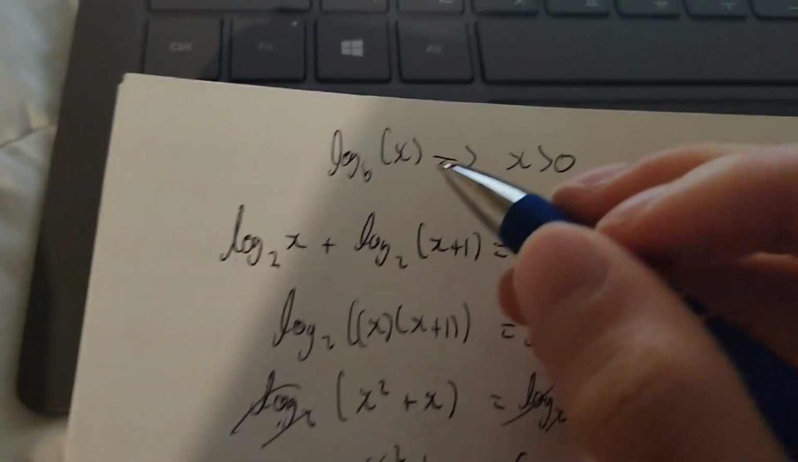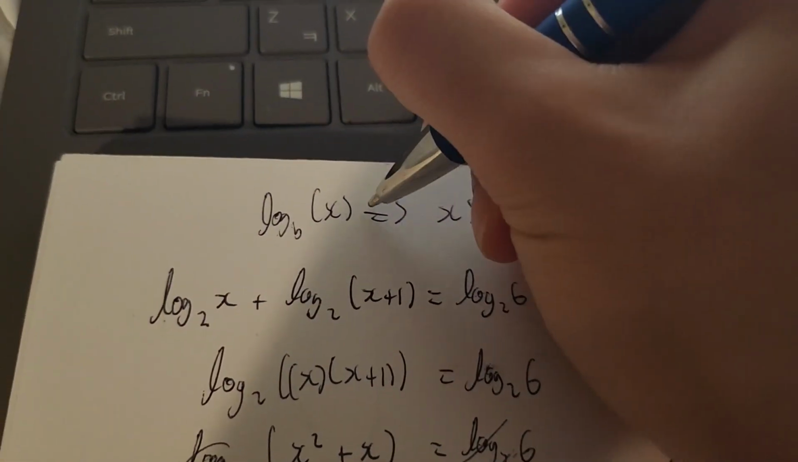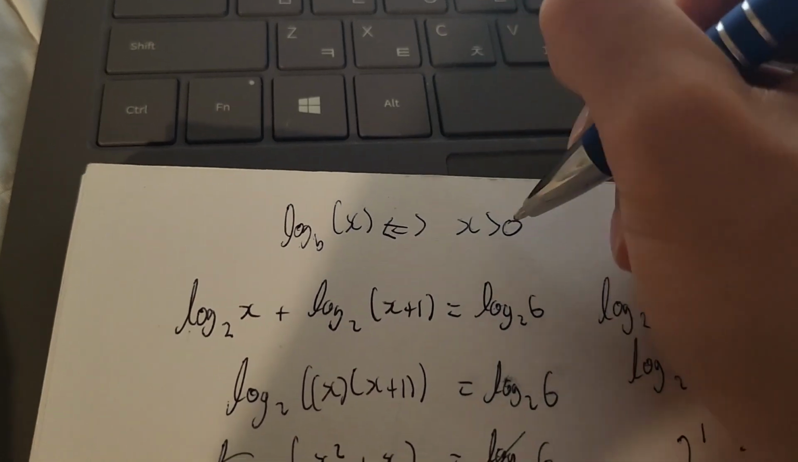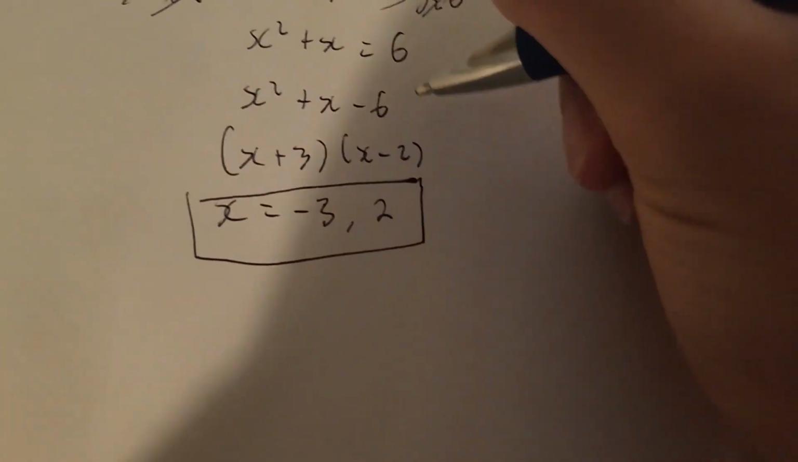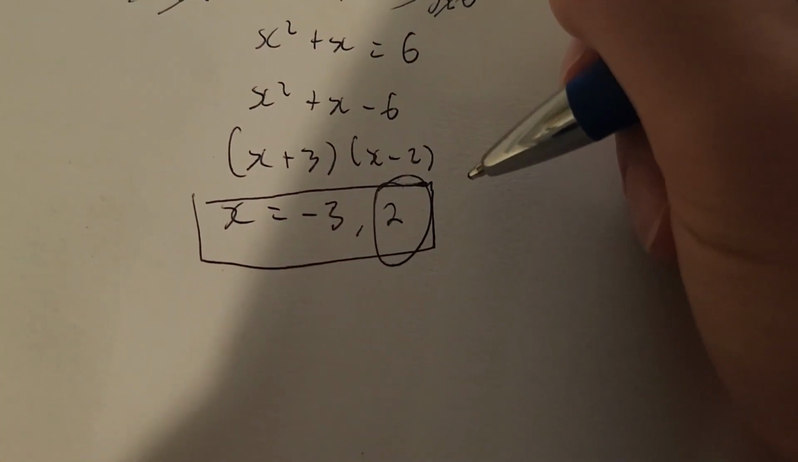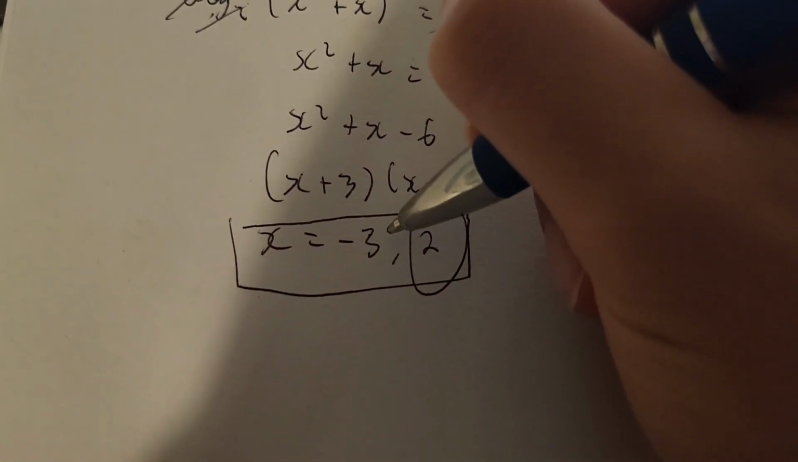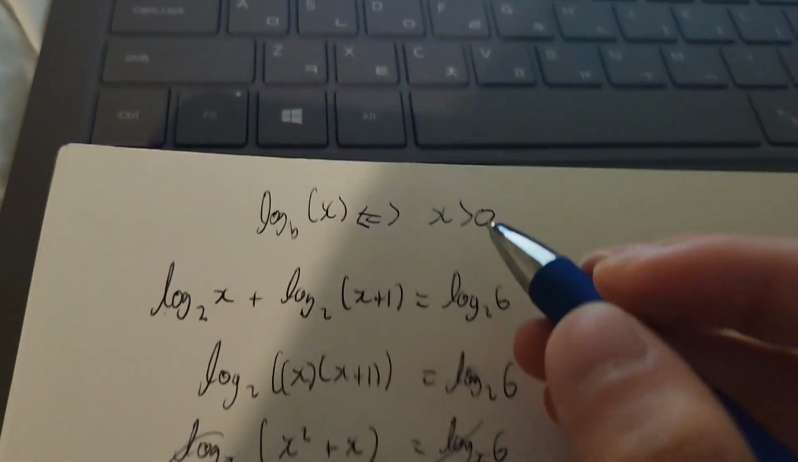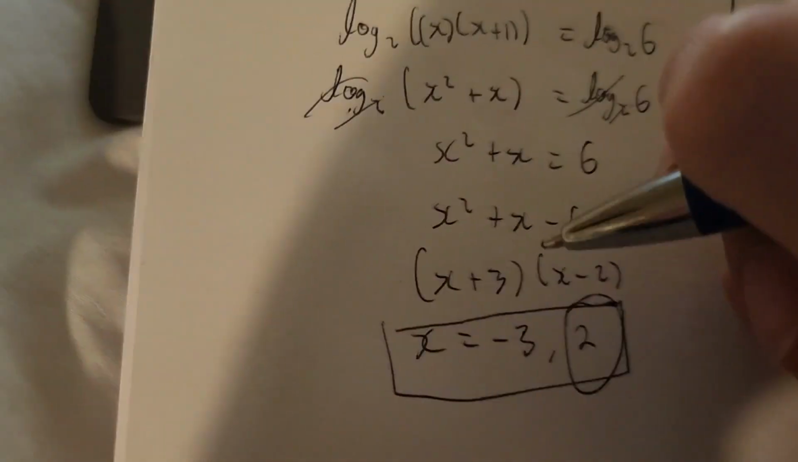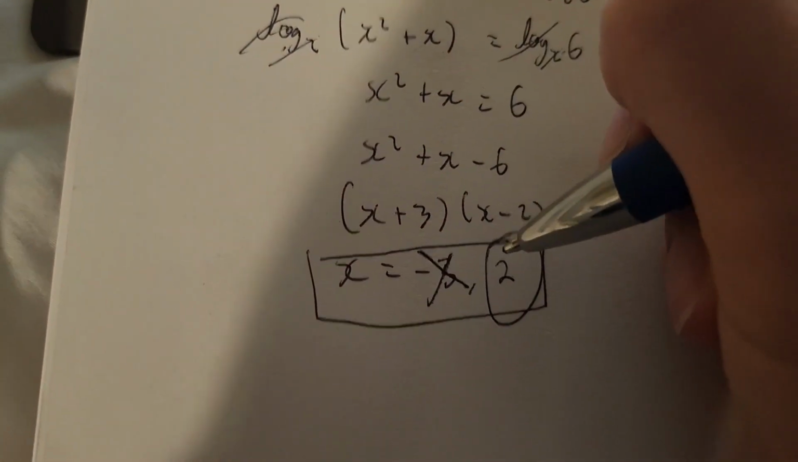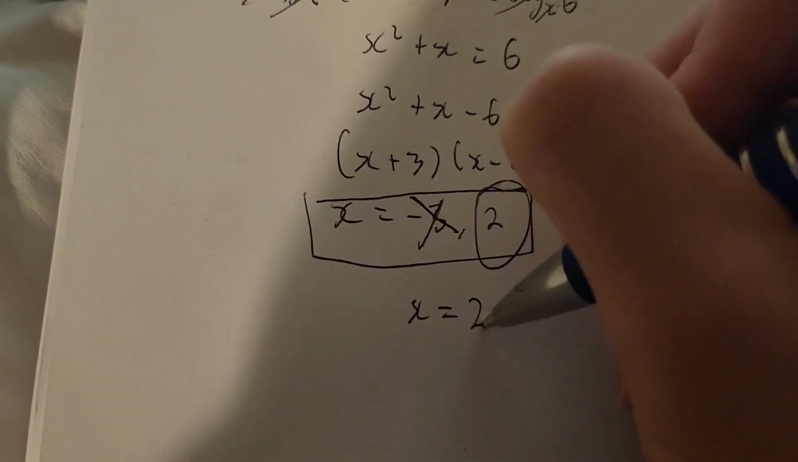What's greater than 0 follows this rule, and this is, by the way, if and only if x is greater than 0. Then 2 is greater than 0, right? So 2 is definitely a solution. But we have -3. And is -3 greater than 0? No, right? Therefore, we cancel that out, and therefore x is equal to 2.